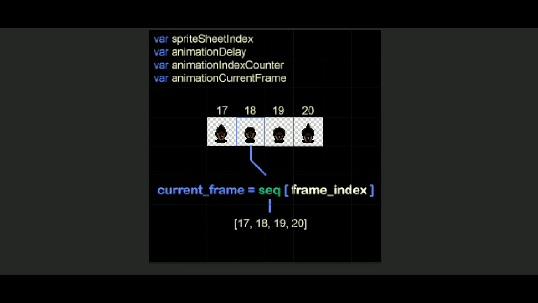The sprite sheet index is the sequence itself. Animation delay is a variable used to slow down animations that are seemingly running too fast. Animation index counter, this is basically the frame index that we talked about, and animation current frame is the resulting frame of that sprite that's being animated in the current frame in our game.